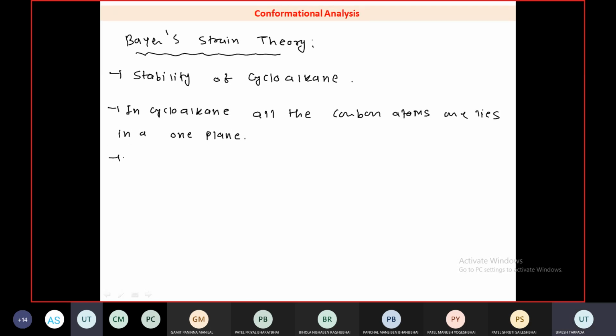Now a carbon atom having sp3 hybridization has tetrahedral geometry, you know very well. A carbon atom having sp3 hybridization has an ideal bond angle of 109 degrees 28 minutes. This is the normal bond angle.